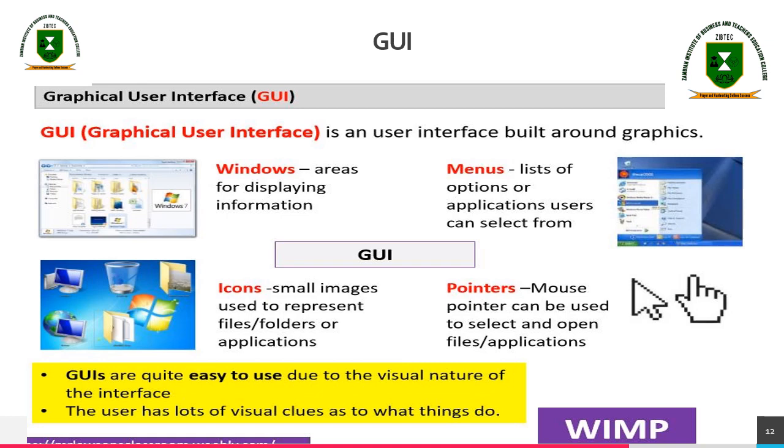GUIs are quite easy to use due to the visual nature of the interface. You can just click, and it's very easy because the picture of the icon itself can tell you that this software is used for this. So it's easy for the user to interact with the computer. The user has lots of visual clues as to what things do.